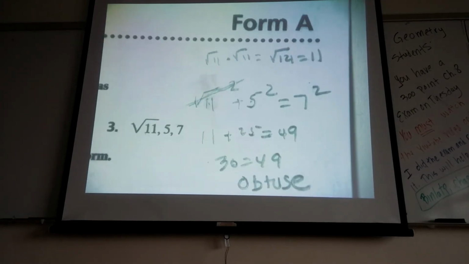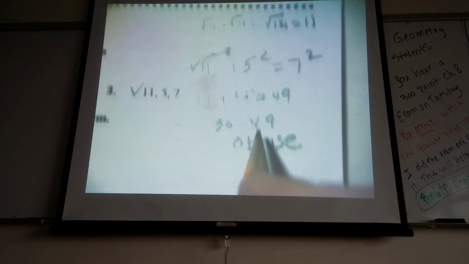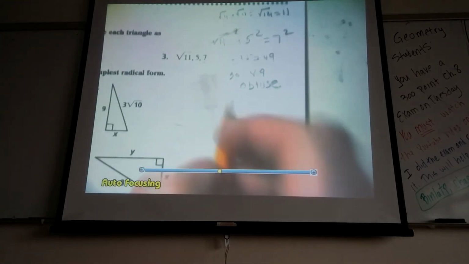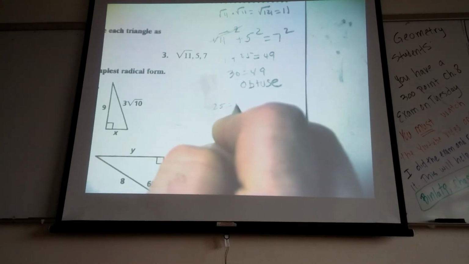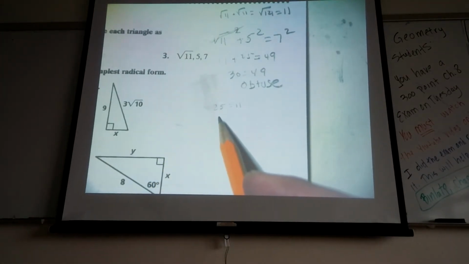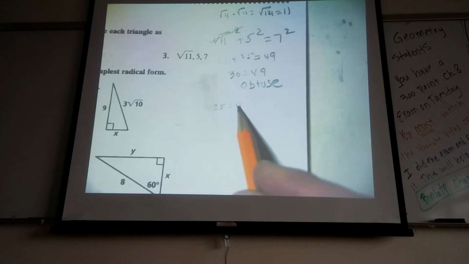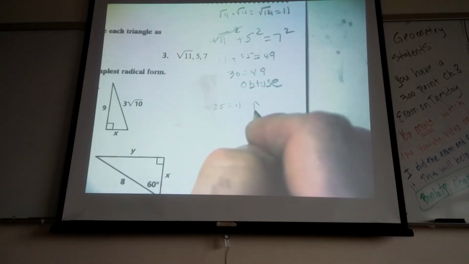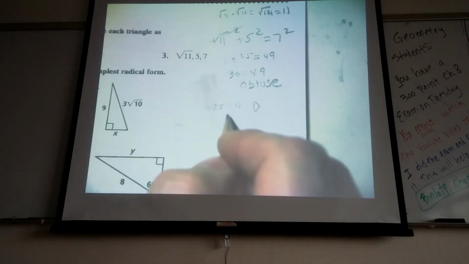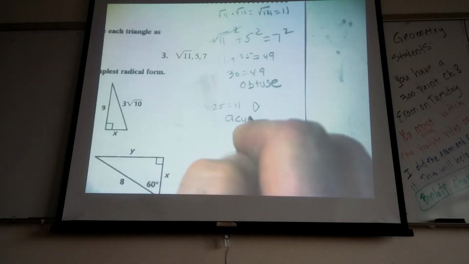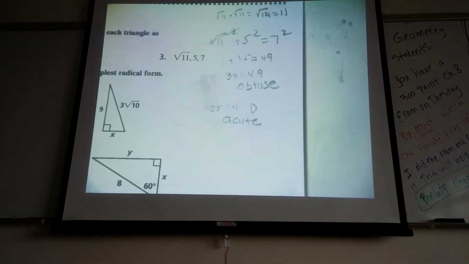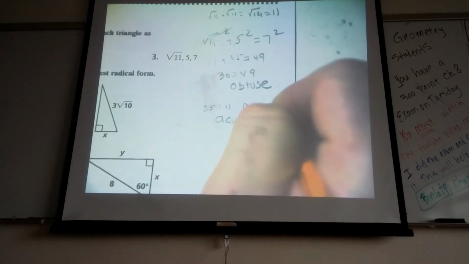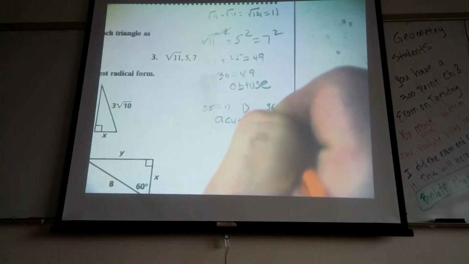What I'm looking for is if the hypotenuse were too small. For example, if something came out 25 equals 11, this one means that the C squared here was too small. So what happens there is that the hypotenuse was too small. That means it's going to force this angle in a little bit. If this happens, then you would want to put acute. If they're the same, 36 equals 36, this would be a right. All right, let's continue with this now.